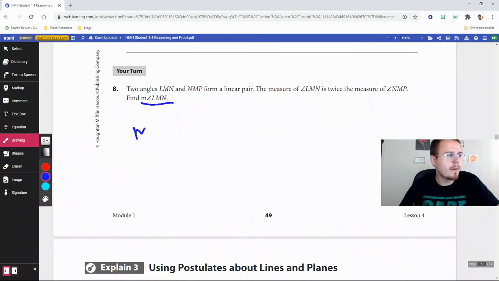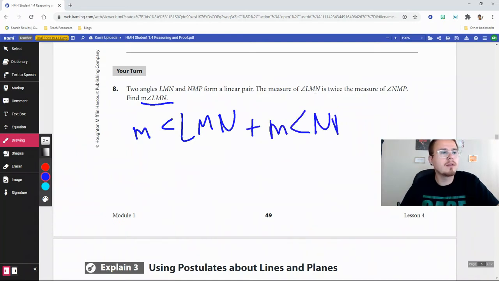Let's go: the measure of LMN plus the measure of NMP.